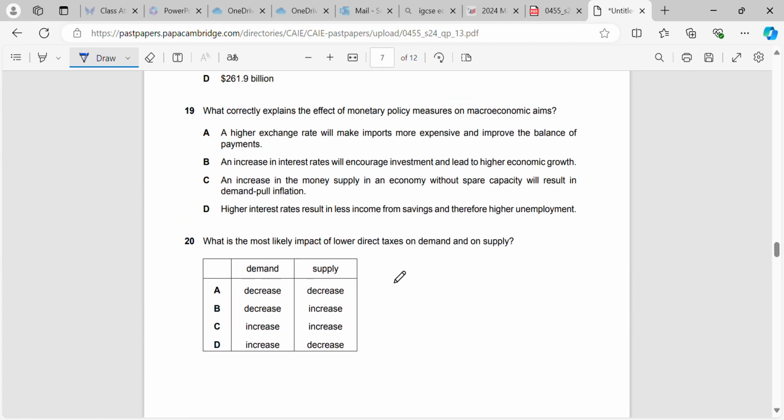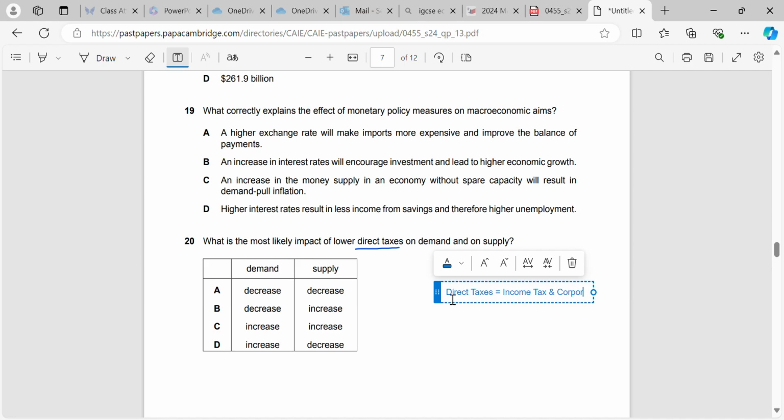Okay, what is the most likely effect of lower direct taxes on demand and supply? So remember that direct taxes are made up of 2 things that you'll be asked about in IGCSE economics. That's income tax and corporation tax. Okay? And we're saying that we're lowering them, right? So what does that mean?